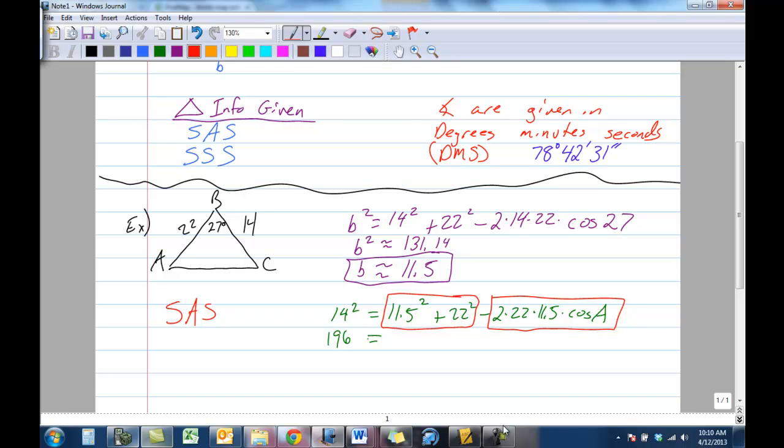So pull out your calculator, do 11 and a half squared plus 22 squared. You should get 616.25-ish. All right, minus, put 2 times 22 times 11.5 in your calculator, and you should get 506-ish. 506 times the cosine of A. So we have to break this up into 3 pieces. Right? There's the 14 squared, and then these two things, because multiplying messes us up. Now it's an algebra problem.